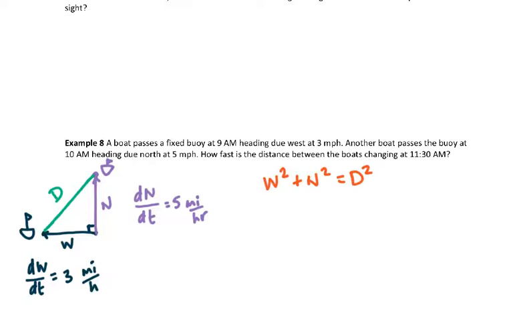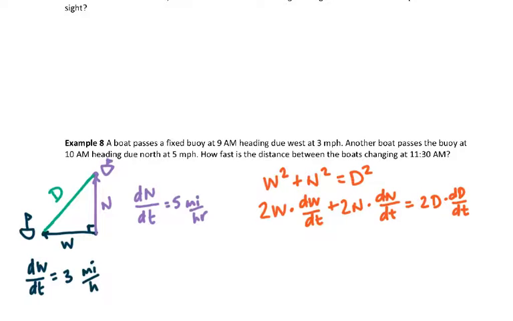And if we were to do implicit differentiation here, we're going to get 2W times dW/dt plus 2N times dN/dt equals 2D times dD/dt. Okay, so none of that is super alarming, but what is alarming is I feel like I only have 2 values, and yet I have a lot of substitutions I need to make in order to find this dD/dt.